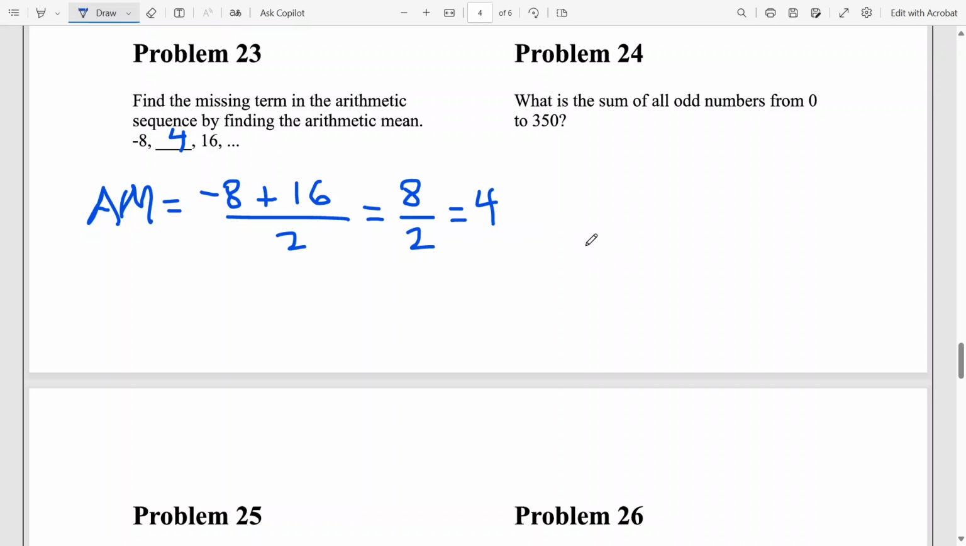Okay, what is the sum of all odd numbers from 0 to 350? Okay, I think I'm going to save that one for the next video, just to break it up.